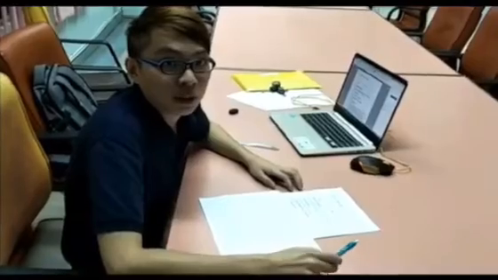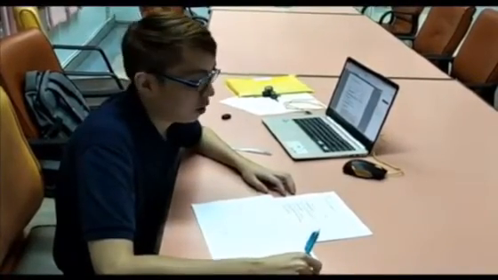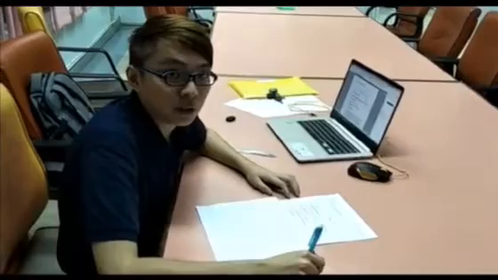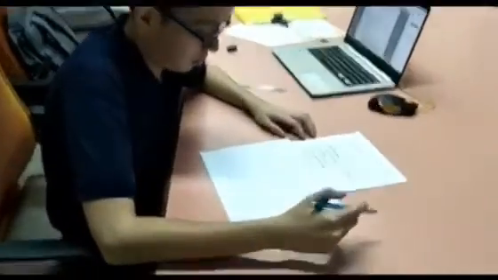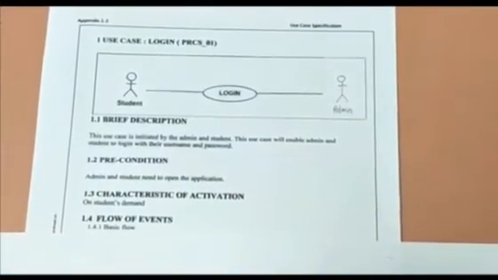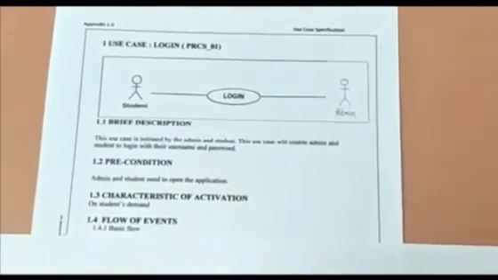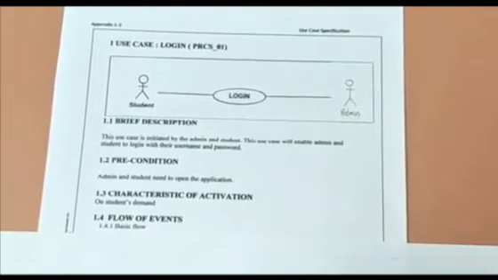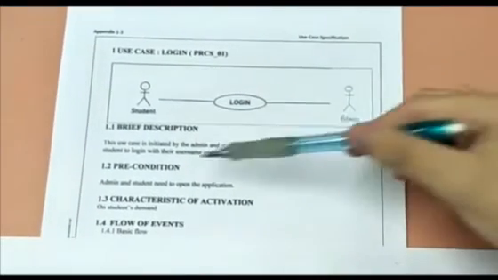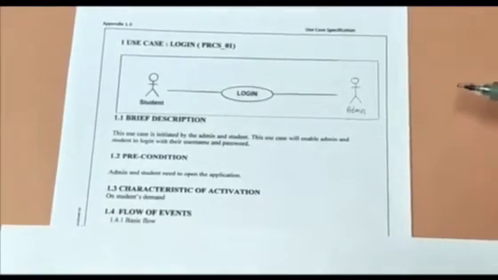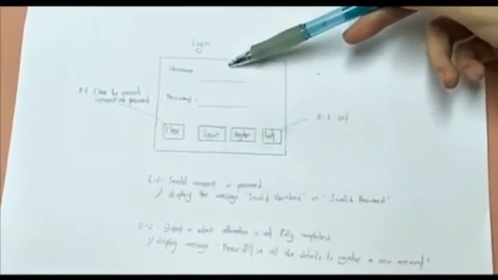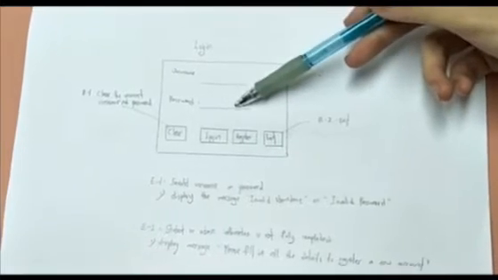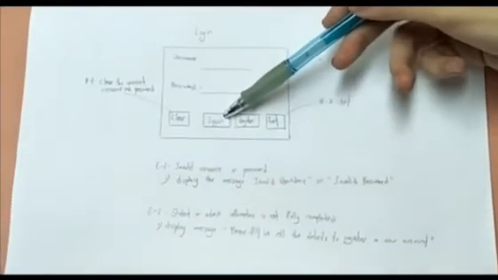Hi, my name is Li Zhani, matric number 254619. Today I will explain the use case specification for the login use case. The login use case is started by the admin and the student. It will enable the admin and student to log in with their username and password. For the precondition, admin and student need to open the application. For the basic flow, student and admin need to insert their username and password, and then click the login button.